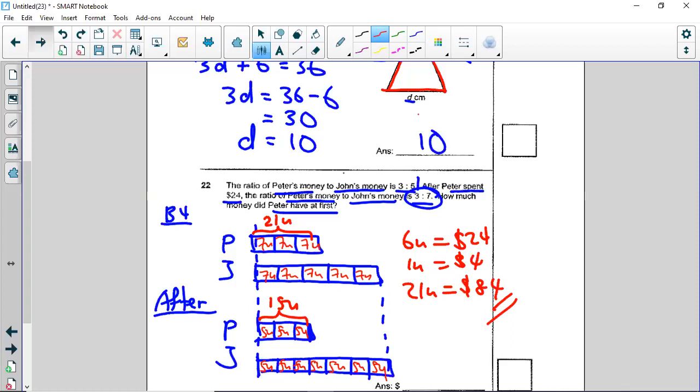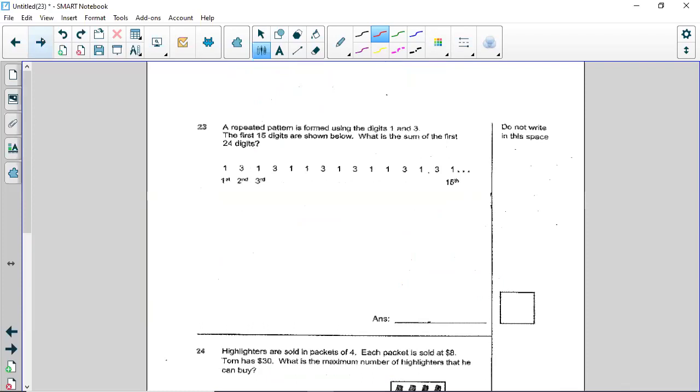Okay, question 23. And when you see this question, what is the method here? Grouping. All right, grouping method. No need to think very hard how to do. So you will need to recognize where your group starts. Your group starts with a 1 and ends with another 1. Okay, that's one group. And then you have another similar group, repeated group, and then another repeated group. So one group has 5 digits.